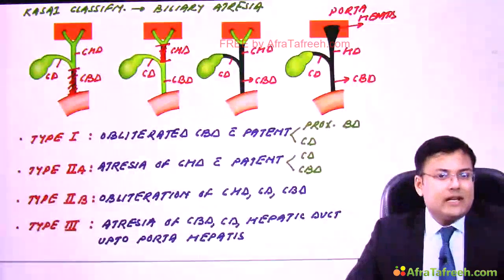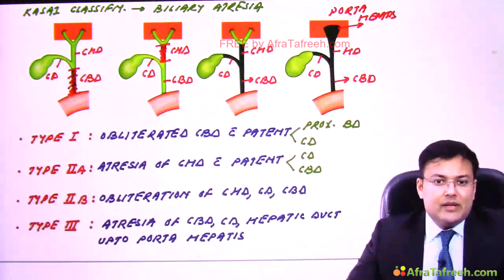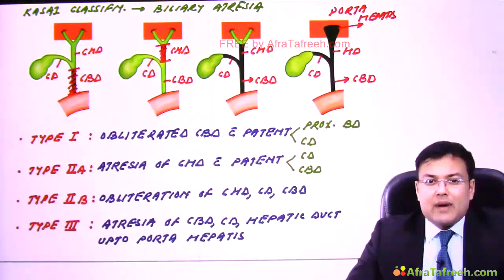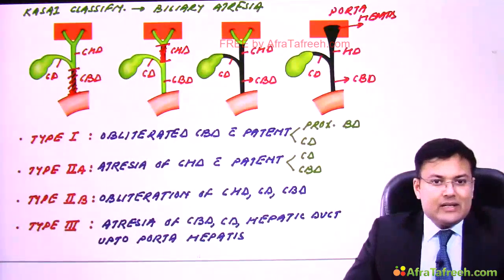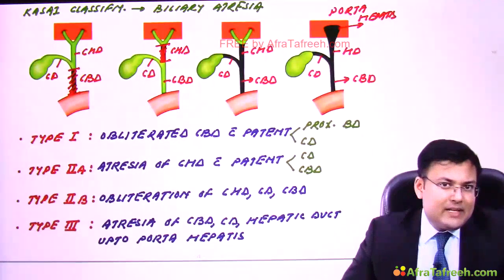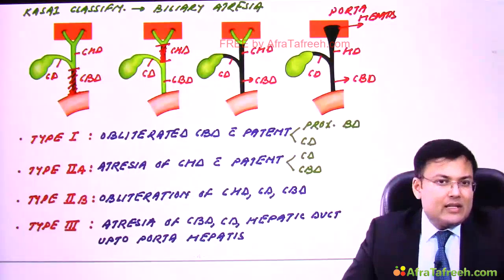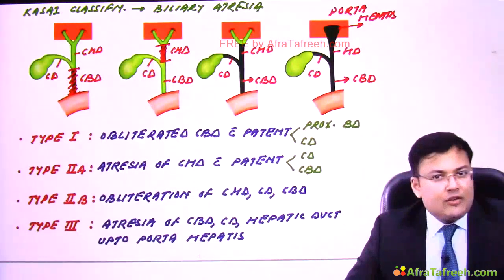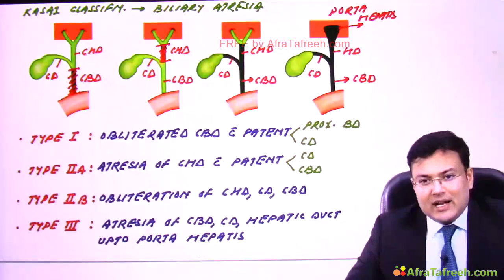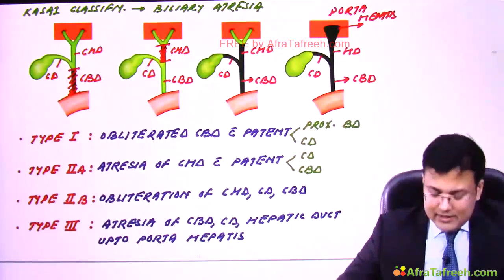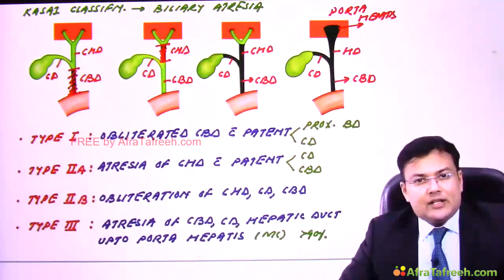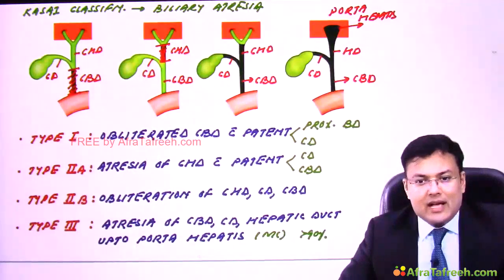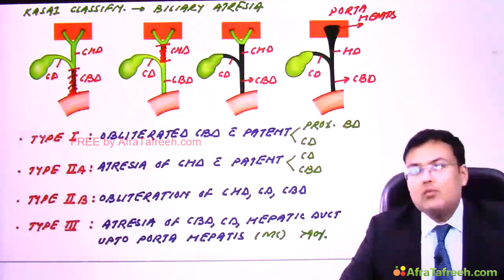So let's quickly revise. Type 1 is obliterated CBD with patent proximal bile duct, meaning common hepatic duct and cystic duct. Type 2A, there is atresia of the common hepatic duct with patent cystic duct and CBD. Type 2B, there is obliteration of common hepatic duct, cystic duct and CBD. And in type 3, the most common type, responsible for more than 90% of cases, there is atresia of CBD, cystic duct and hepatic duct up to the porta hepatis.